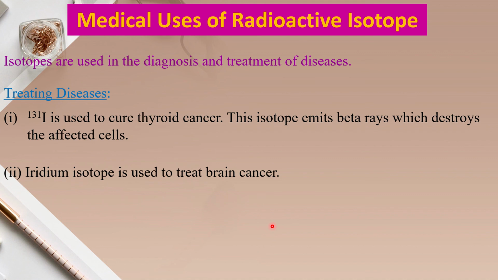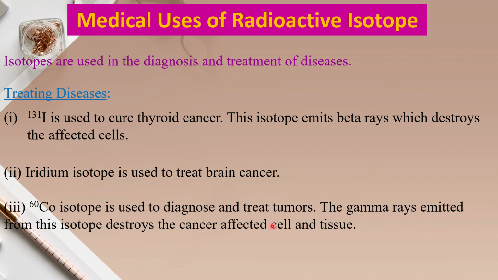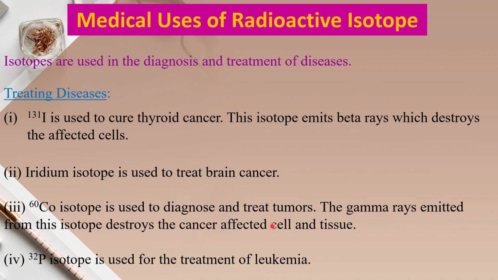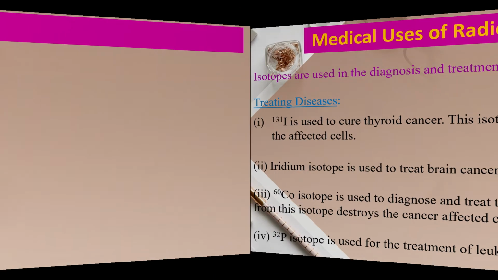Another isotope, iridium isotope, is used to treat brain cancer. Cobalt-60, this isotope is used to diagnose and treat tumors. This isotope is used for the diagnosis of tumor and also for the treatment of tumor. The gamma rays emitted from this isotope destroy the cancer-affected cells and tissue. Phosphorus-32 isotope is used for the treatment of leukemia.